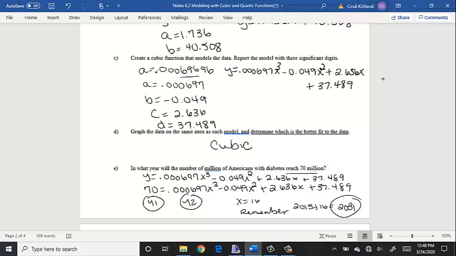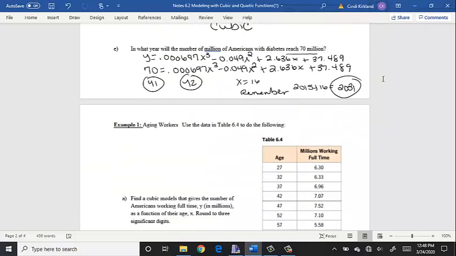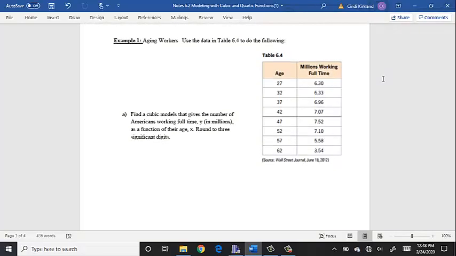All right, so let's move on to another example. Again, this comes from your textbook. Table 6.4. It says use the data in table 6.4 to answer the following questions. Find a cubic model that gives the number of Americans working full-time as a function of their age X. So again, age is going to be X. The number of millions of people working full-time is going to be our Y values. We're going to round to 3 significant digits.